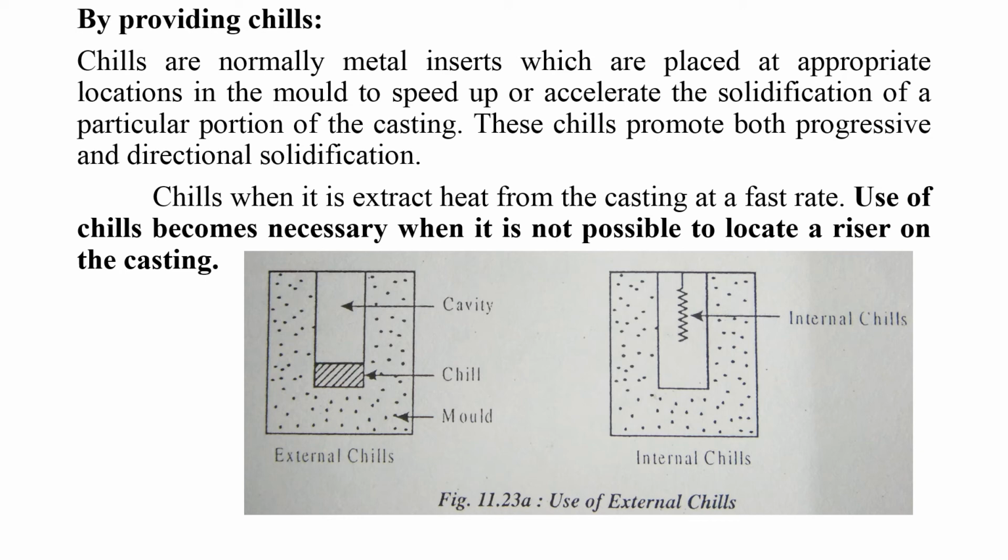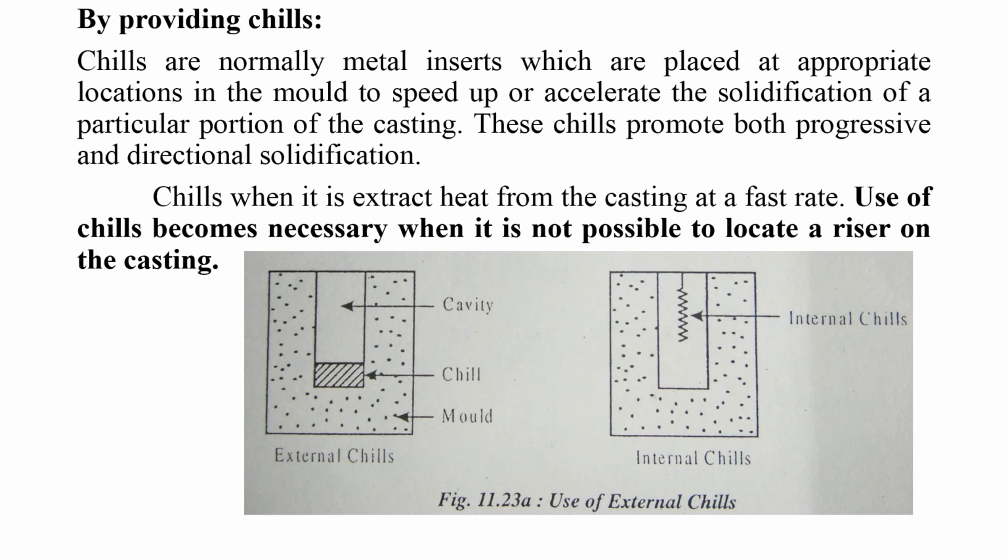There are two important types. The main concept is to speed up or accelerate the solidification of a particular portion of the casting. That's why chills play a very important role. Chills extract heat from the casting at a fast rate. Use of chills becomes necessary when it is not possible to locate a riser on the casting.